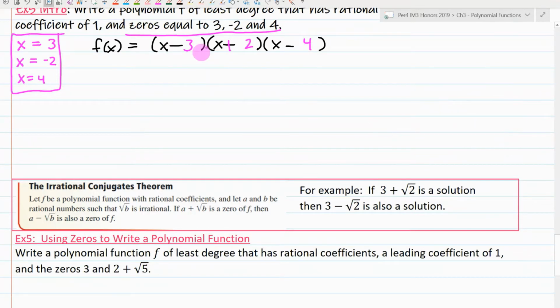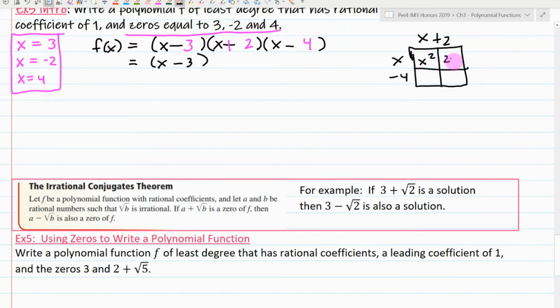Then we're going to multiply 2 of these together. Okay, I'm going to multiply these 2 together. It's up to you how you want to do that. So if you want to use the box method, that's totally fine. I think that's what you guys are familiar with from previous classes. So this is going to be x squared plus 2x minus 4x minus 8. So this will be x squared minus 2x minus 8.